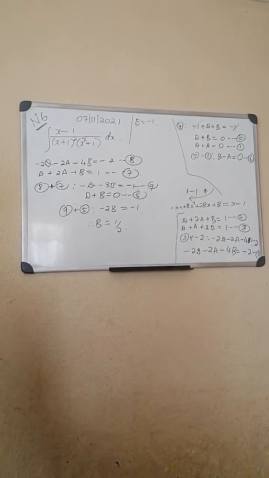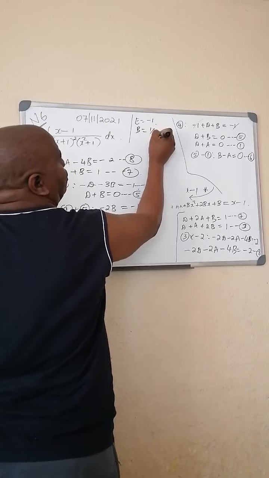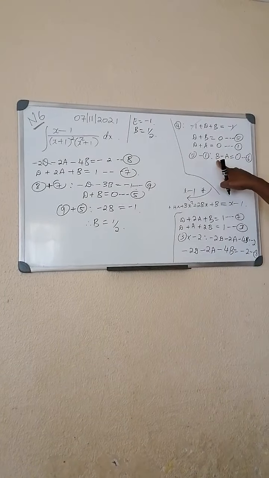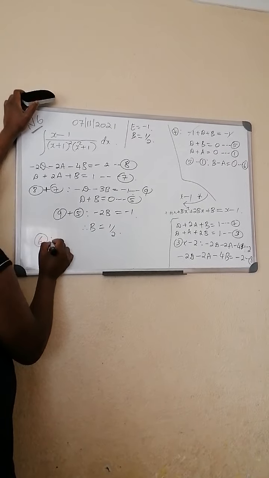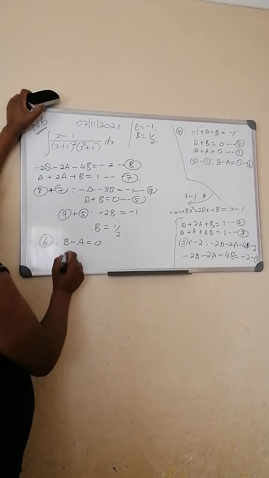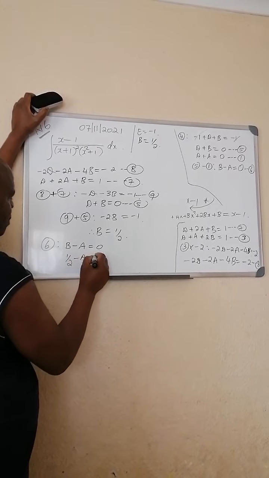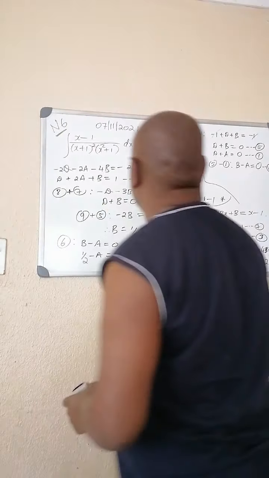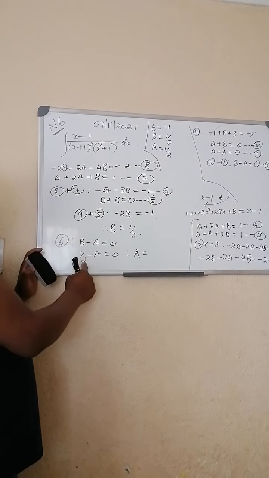B is 1 over 2. Now if I check from equation 6, where I'm saying b minus a equals 0, then this b being 1 over 2, minus a equals 0, therefore a is also 1 over 2. From here, a equals 1 over 2.